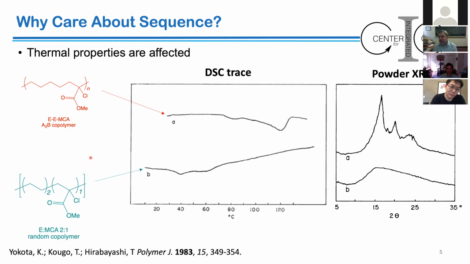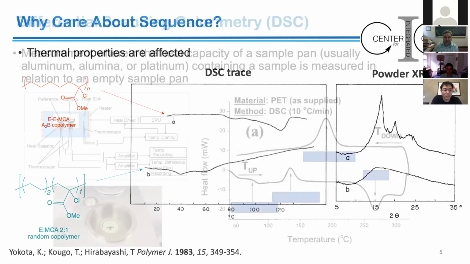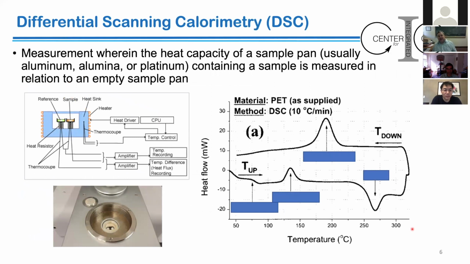And over here, you can see a DSC trace, which I'll talk about in a second, what a DSC is, and also a powder X-ray diffraction. Before we can look at this DSC trace, I think it's important to understand what DSC is. So for those of you who are not polymer chemists, hopefully this will be instructive. For those of you who are, just bear with me.